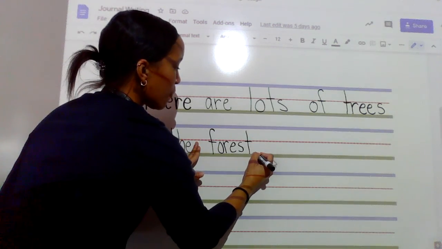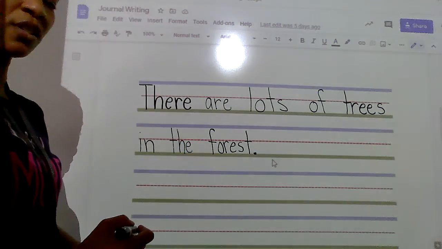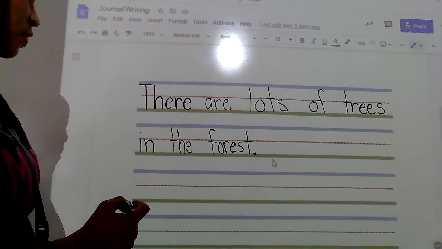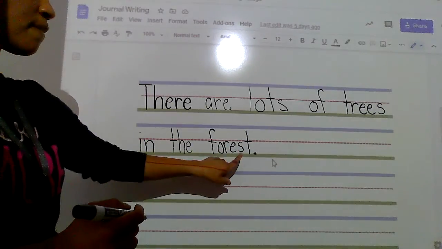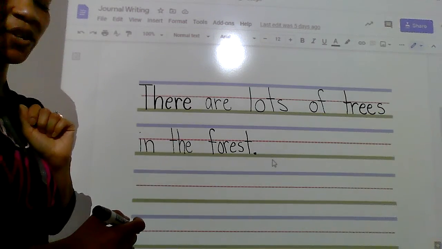Look at that. We spelled forest correctly. Forest. Two syllables. Forest. All right, let's read the first sentence. There are lots of trees in the forest. I got my period, which means my first sentence is over.